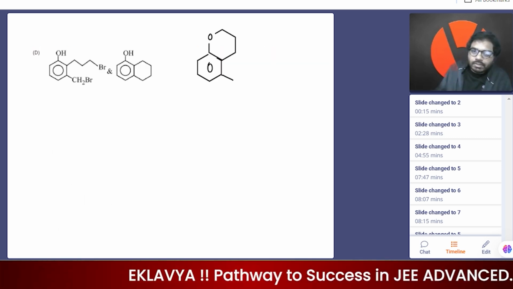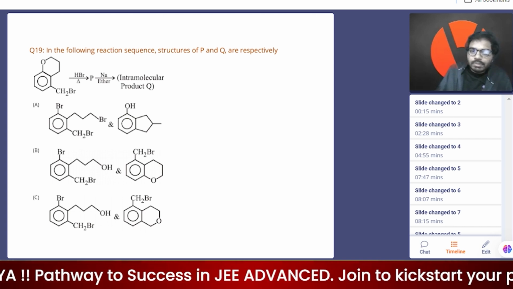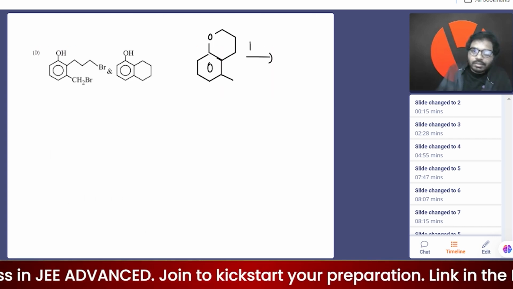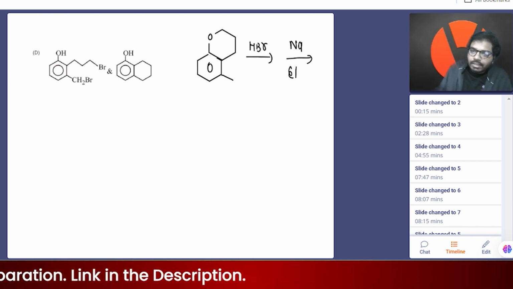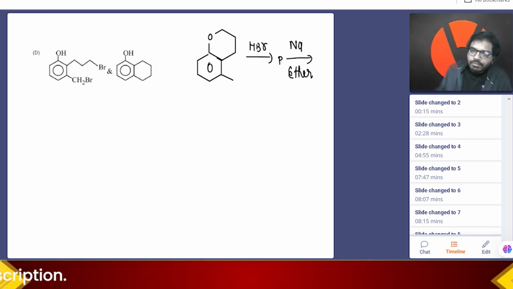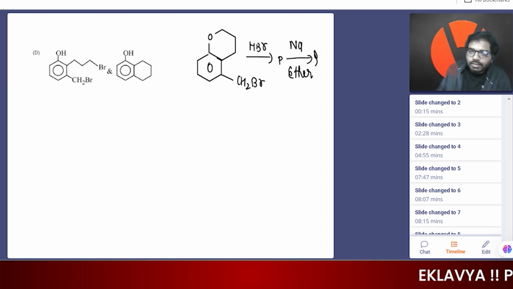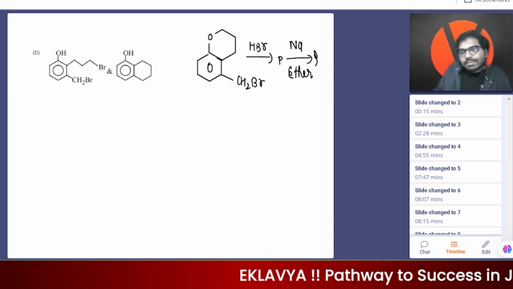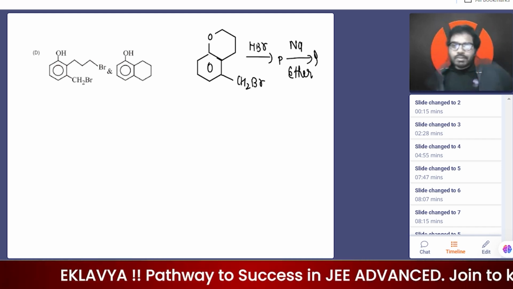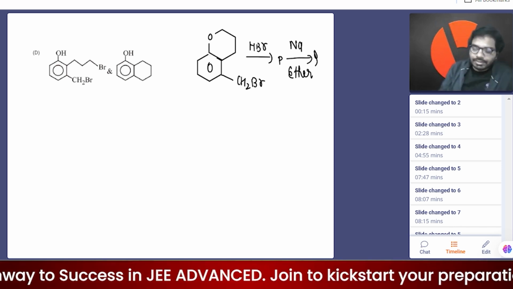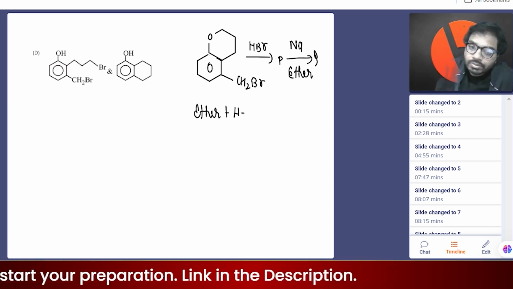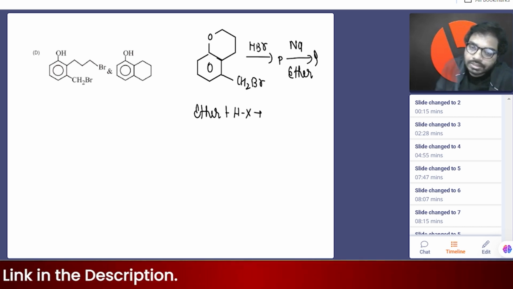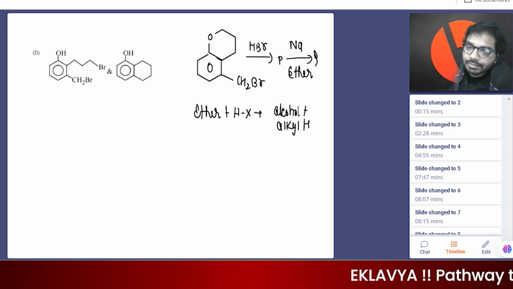Here it is CH2Br present here, and then HBr is there, then we will heat, and after that Na and ether will react, and we have to find out the final product. Fine. Here it is CH2Br. So the first one, let us see which particular reaction this is. So here it is the cyclic ether. When ether reacts with HX, it will form the alcohol plus alkyl halide.